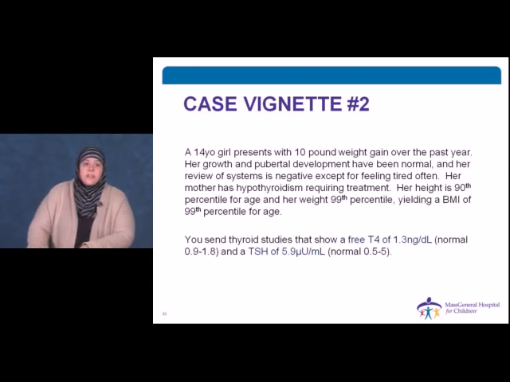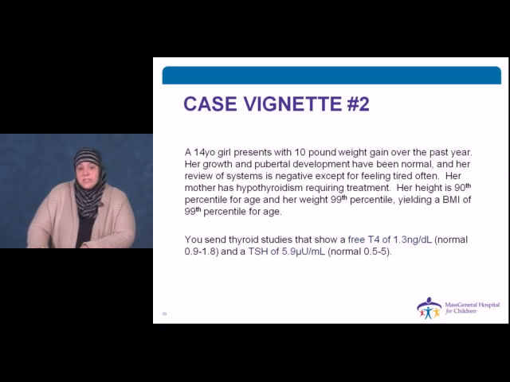So let's look at another case vignette. A 14-year-old girl presents with a 10-pound weight gain over the past year. Her growth and pubertal development are normal, and her review of systems is negative, except that she feels tired often. Her mother has hypothyroidism requiring treatment. Her height is 90th percentile for age, and her weight is 99th percentile, such that her BMI is 99th percentile.